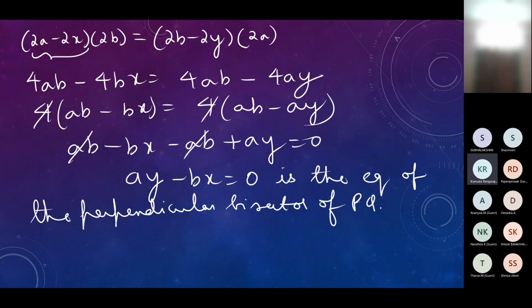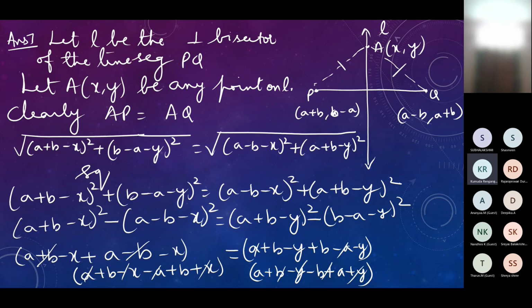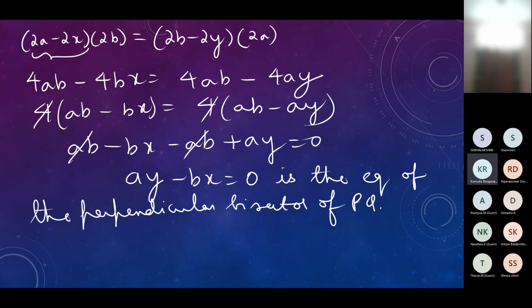That means if you take any point on the perpendicular bisector, see, the perpendicular bisector is a line L. There are so many points on this perpendicular bisector. Every point on this perpendicular bisector will satisfy this equation AY minus BX is equal to 0. That is why it's the equation of the perpendicular bisector of PQ. See, the perpendicular bisector is a line, children. Yes or no? It's a line. And how will the equation of a line look? It will be linear in x and y. That's what you got.